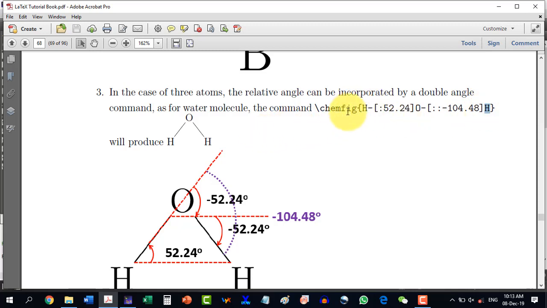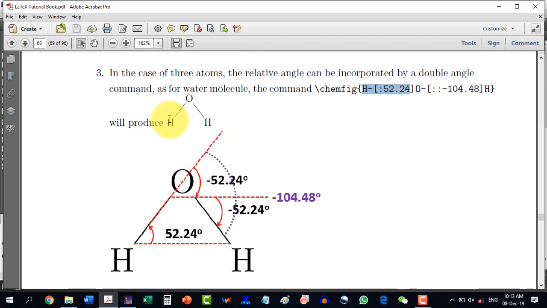So the very first thing, hydrogen here is bonded at 52.24 degree with oxygen. So let's look here, hydrogen here. If I consider this as the horizontal line, then at 52.24 degree this is bonded with oxygen, and then this is oxygen, which is then bonded with hydrogen at an angle of minus 104.